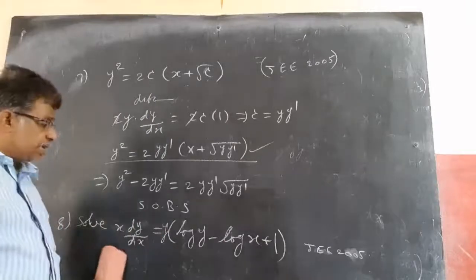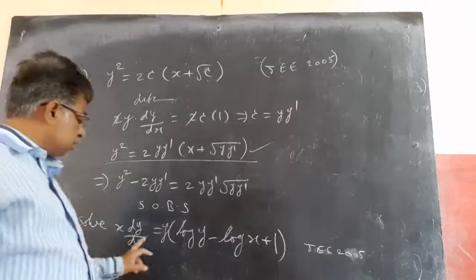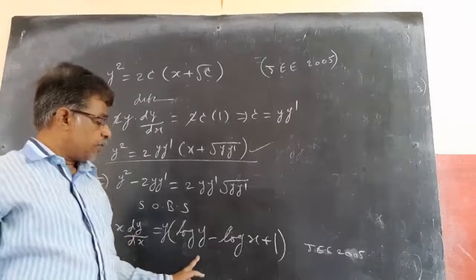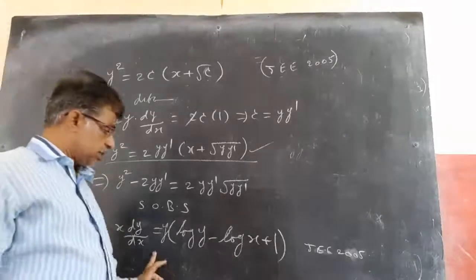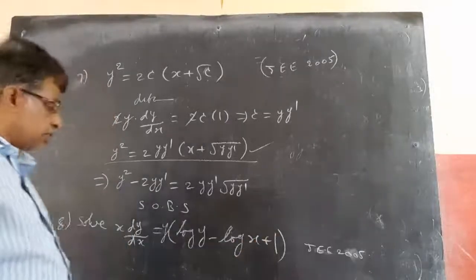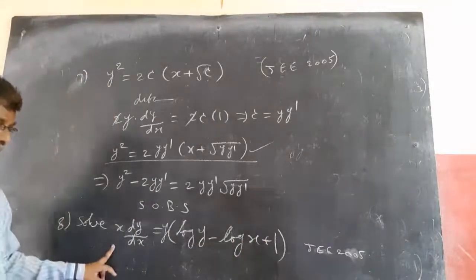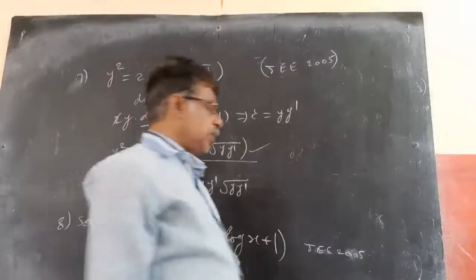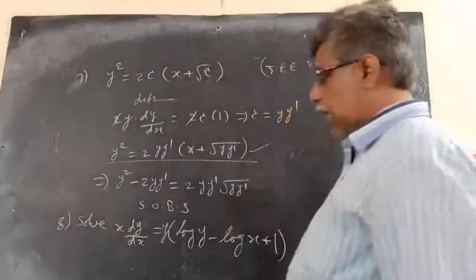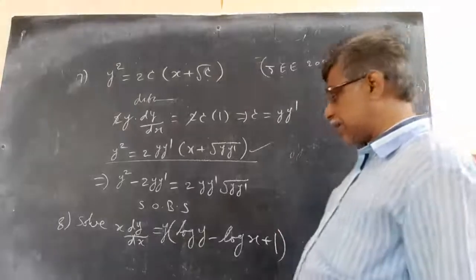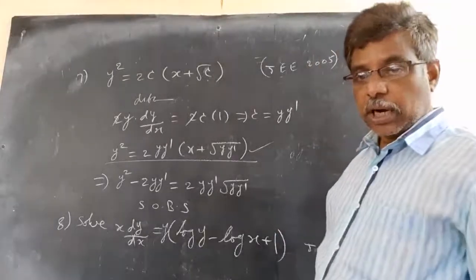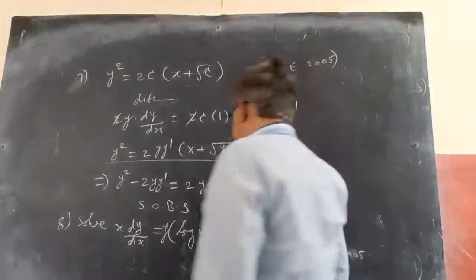Next, solve the differential equation x into dy by dx equal to y into log y minus log x plus 1, given in JEE 2005. Solve the equation means it can be variable separable, homogeneous or linear. By observing itself, you can say that this is homogeneous, as you did in the textbook. How can I say homogeneous directly? See.